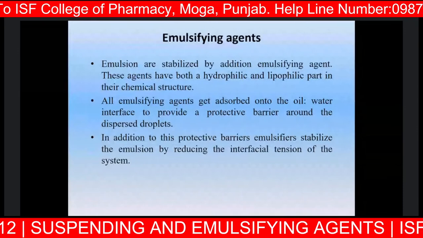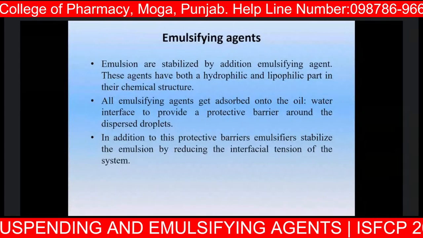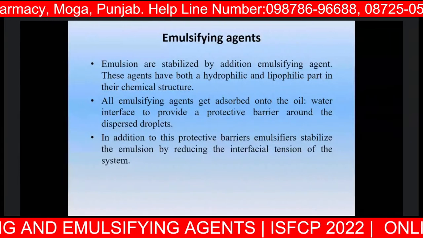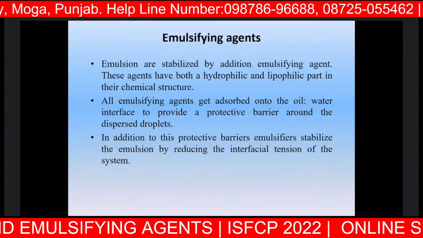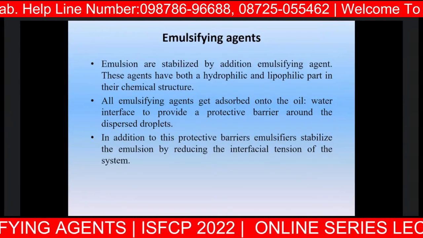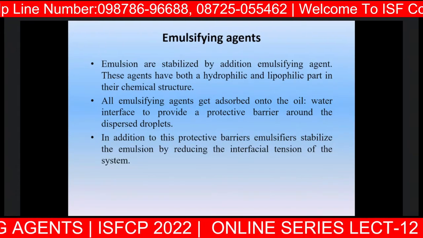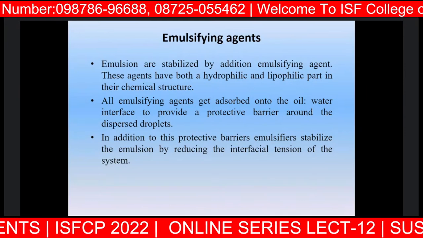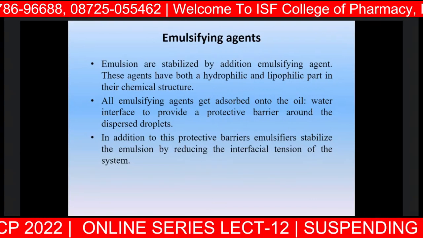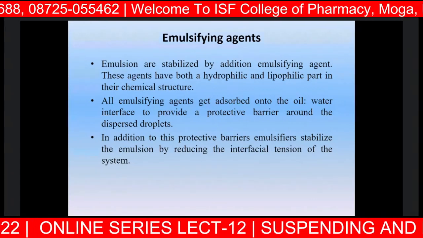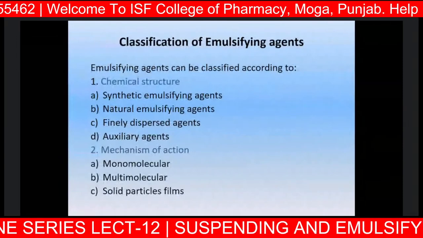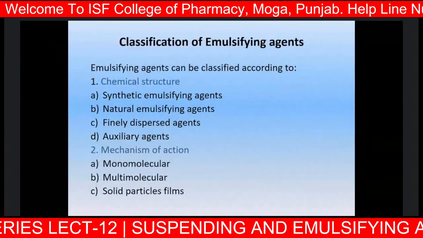All emulsifying agents get adsorbed onto the oil-water interface of the dispersed droplets. In addition to this protective barrier, emulsifiers stabilize the emulsion by reducing the interfacial tension. A number of various ingredients are used to make the emulsion by using these emulsifying agents.